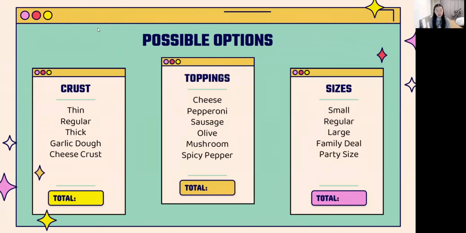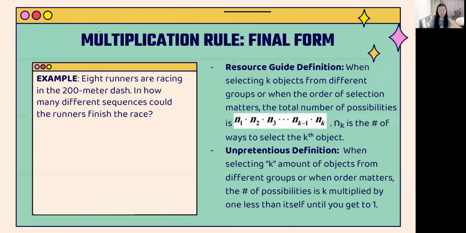So if we have 3 different categories with this many possible options, so crust, we have 5 possible options, toppings, 6 possible options, and sizes, we have 5 possible options. So you're going to grab your TI-84 and then multiply it, and you'll see that you have 150 total options of different pizzas you could get with another category. So this is just the same rule as before, but we're adding more.